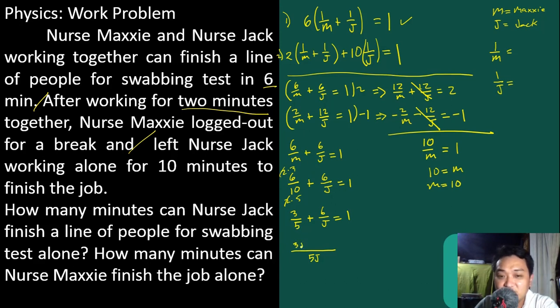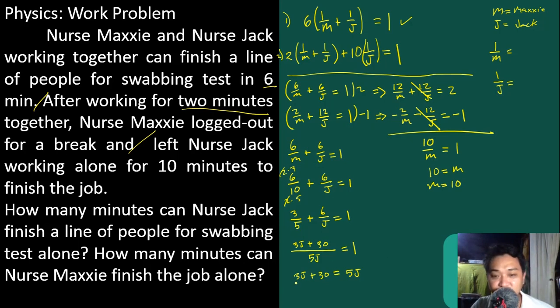Ayan. So 5J divided by 5 is J times 3. So 3 times J plus, 5J divided by J is 5, 5 times 6 will be 30. It's equivalent to 1. And then since na-combine na natin yung dalawang fractions into one fraction, we can now cross multiply. So we have 3J plus 30 is equivalent to 1 times 5J is just 5J.